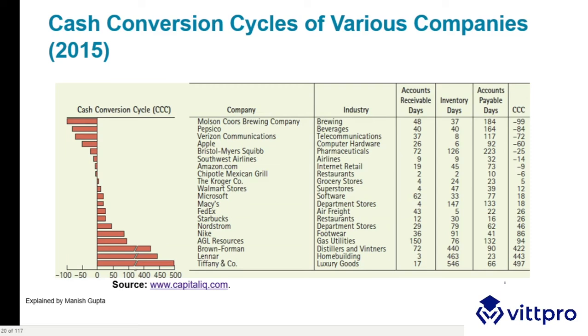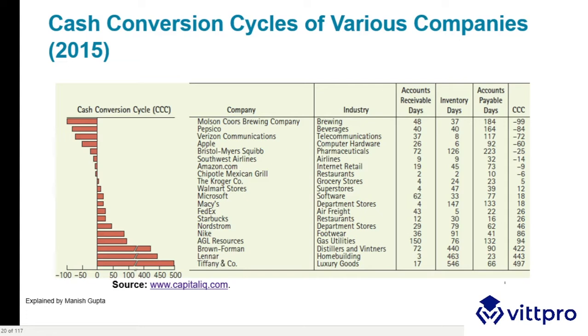Okay, so this is the cash conversion cycle of various companies on the US stock exchange. So you can look at them. It comes from capitaliq.com. I don't know if it's still valid or not, but that's the source of this data. You can see there are many companies that have a negative cash conversion cycle. It's the brewing company, the beverage company, telecom, computer hardware, surprisingly a pharmaceutical company as well, airlines, internet retail, restaurant, and a grocery store. So these are virtually negative cash conversion cycles.